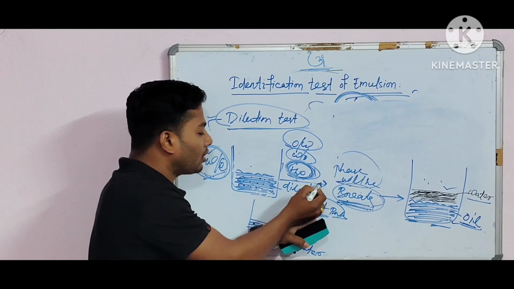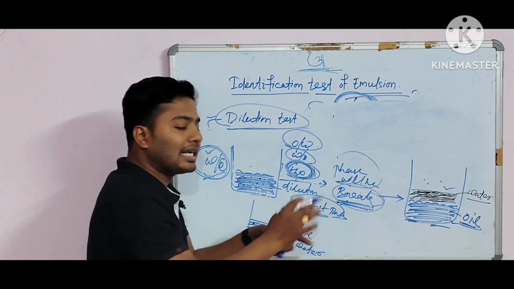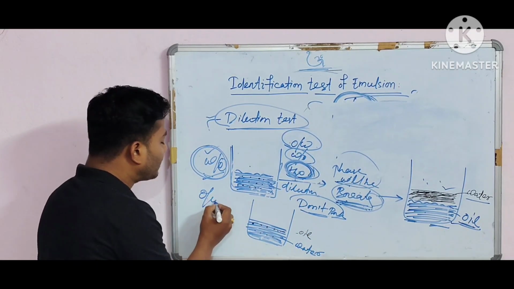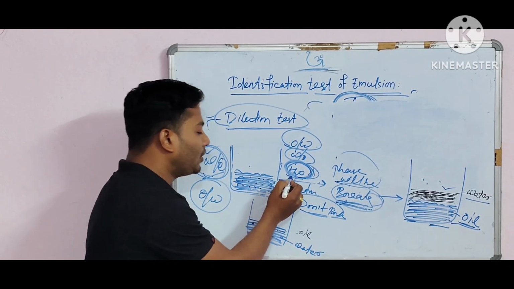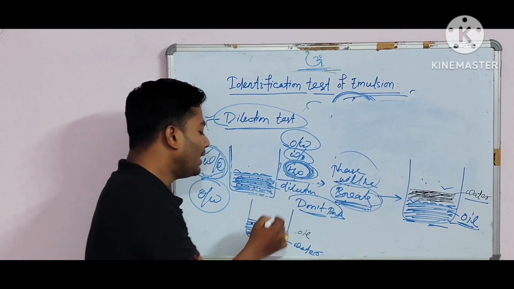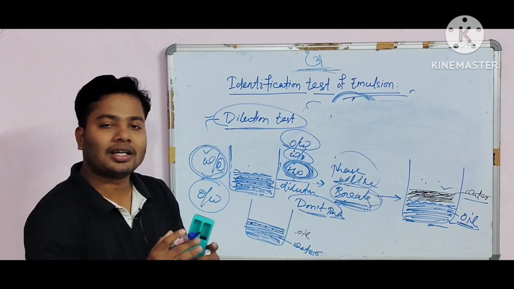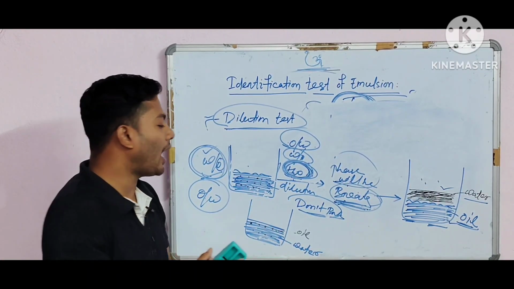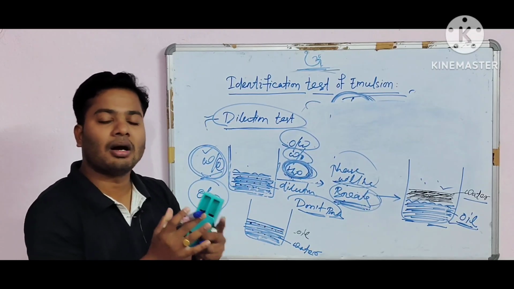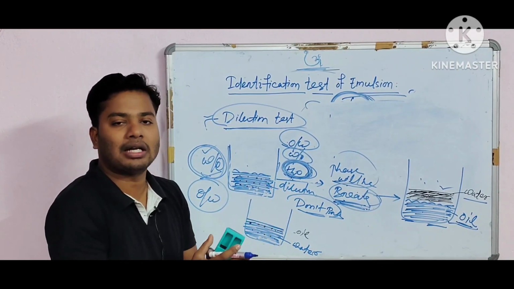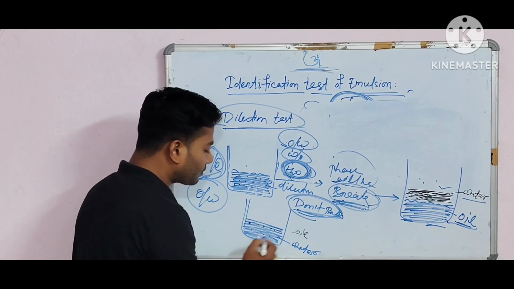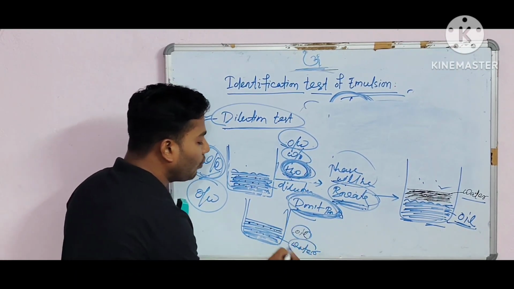After dilution with water, if the phase does not break, then definitely it is an oil in water type of emulsion. How is it possible? Because after dilution with water, the water is already present in a large amount in this emulsion. So the added water is completely miscible with the large amount of water. That's why it does not change the phase. Clear? So that is the diagram of oil in water.